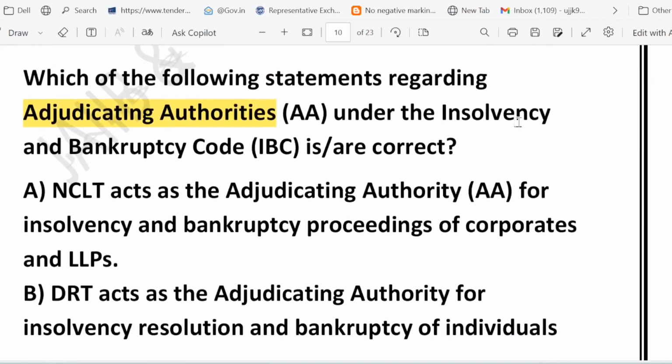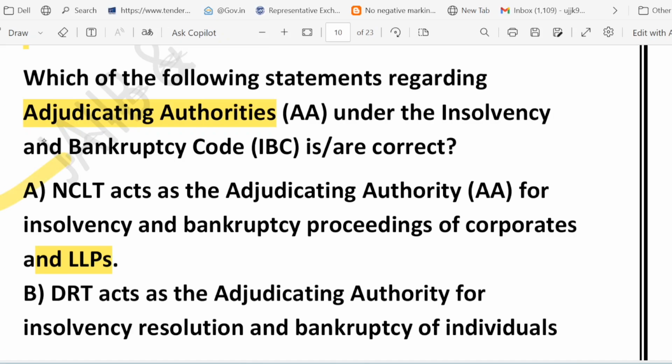Let's look at option A. Option A is quite true. Why is it true? Let me give you the reason. Because NCLT handles insolvency for companies and LLPs. Like suppose a big company like ABC Limited defaults, then the insolvency case goes to the NCLT. So yes, it is the correct one.